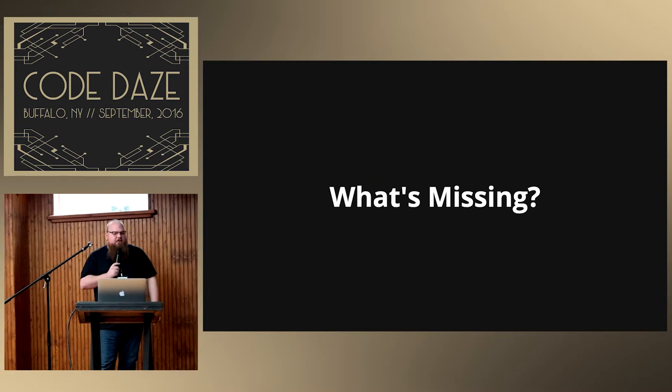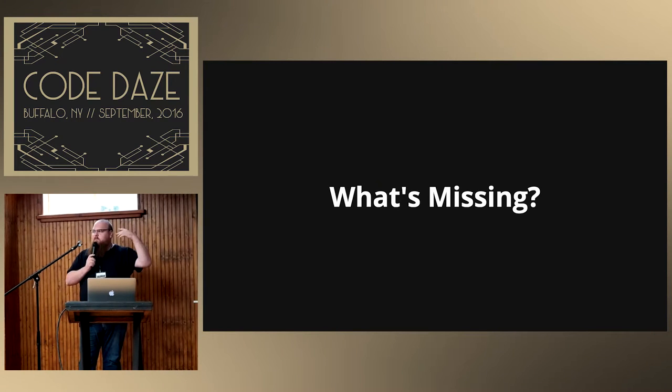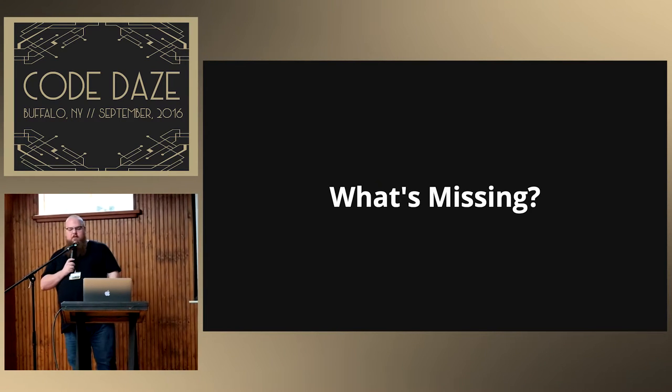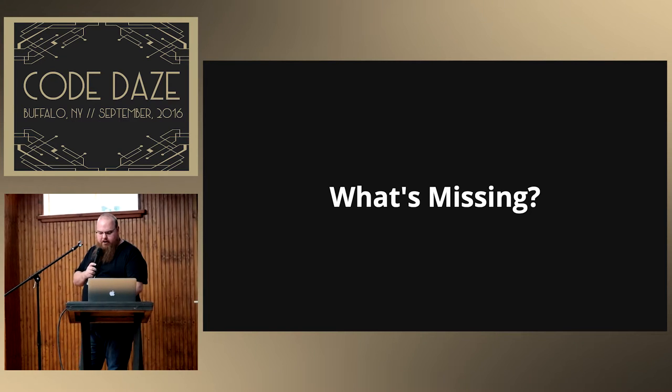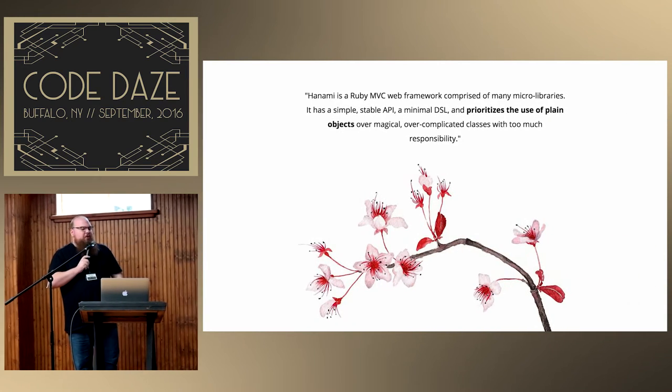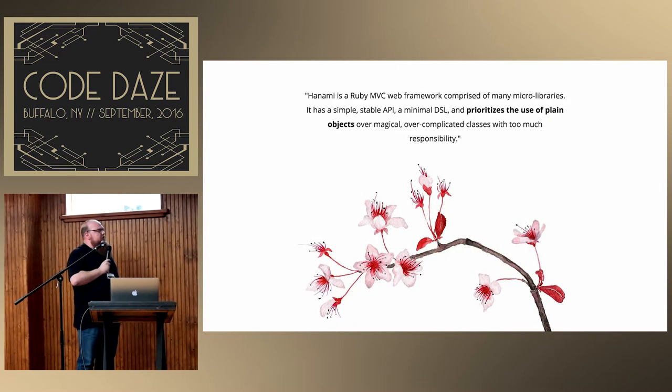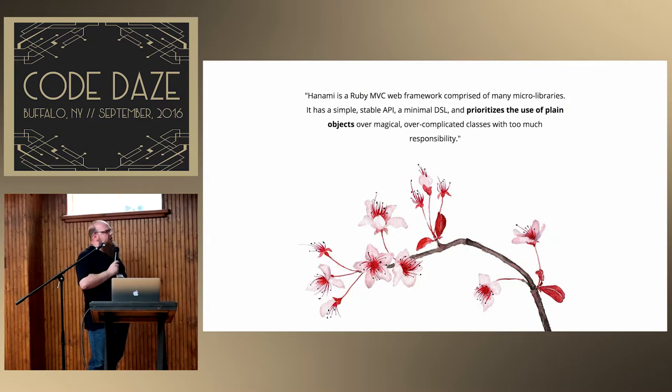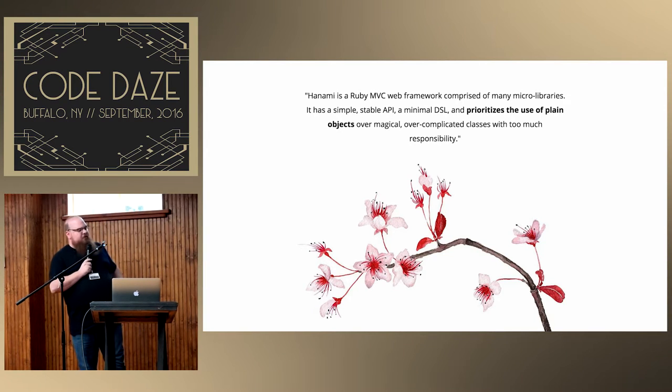We don't necessarily have a ton of options for more opinionated full stack frameworks. I'm scared to use the term full stack now today. But there is one I found, and it's called Hanami. Let me just read you what Hanami is, from their website. It's a Ruby model view controller web framework comprised of many micro libraries. It has a simple, stable API, minimal DSL, and prioritizes the use of plain objects over magical, overcomplicated classes with too much responsibility.